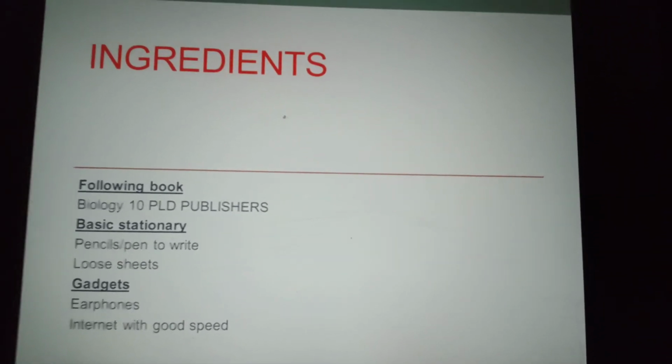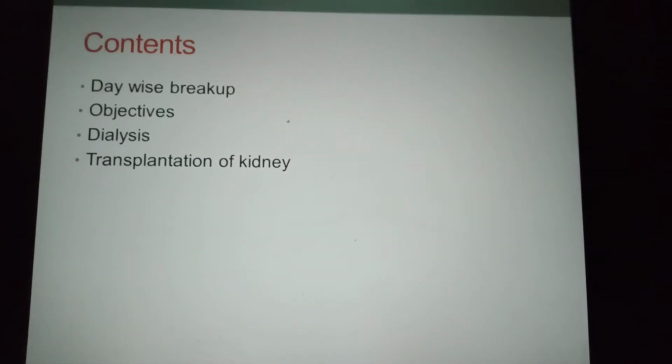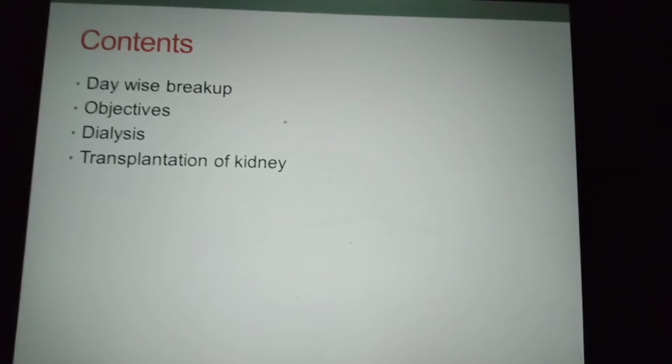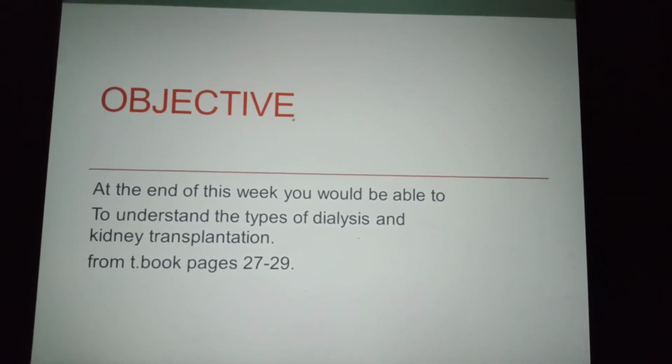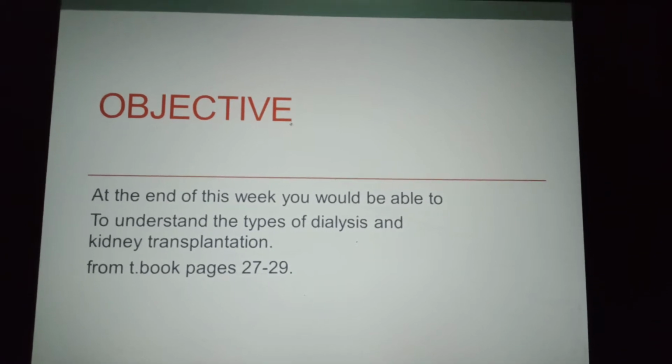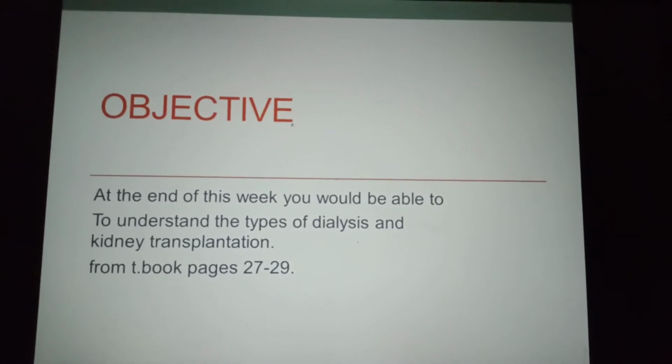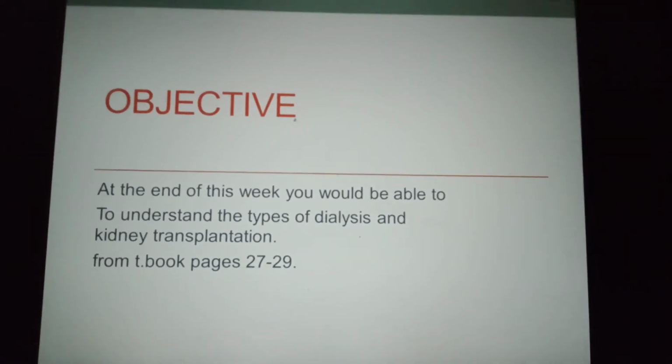You must have the following book, basic stationery and gadgets. Contents include device breakup, objectives, dialysis, transplantation of kidney. Recipes chapter number 11, homeostasis. Objective: at the end of this week you would be able to understand the types of dialysis and kidney transplantation from textbook pages 27 to 29.